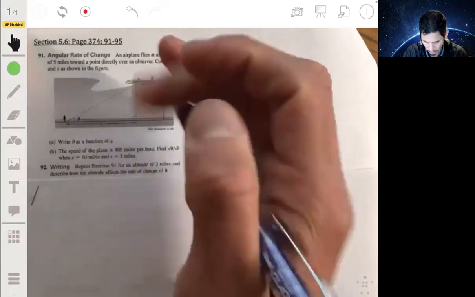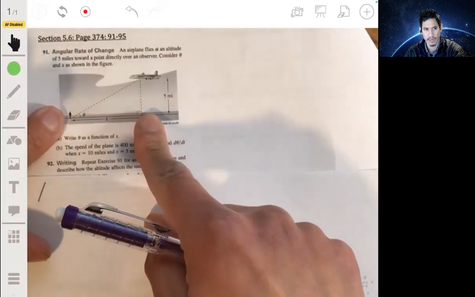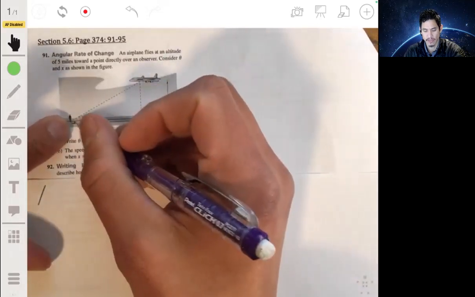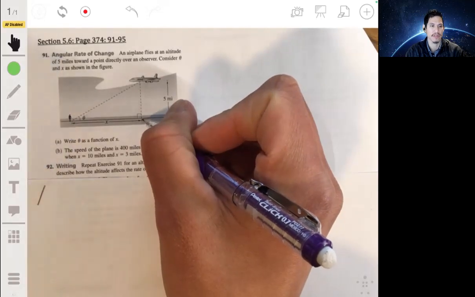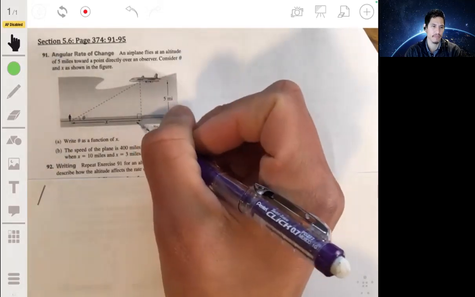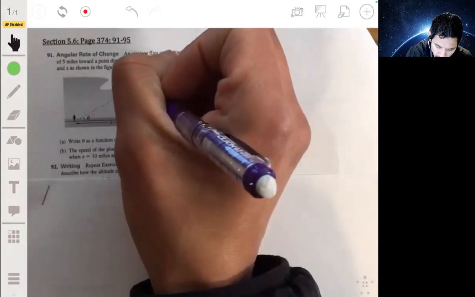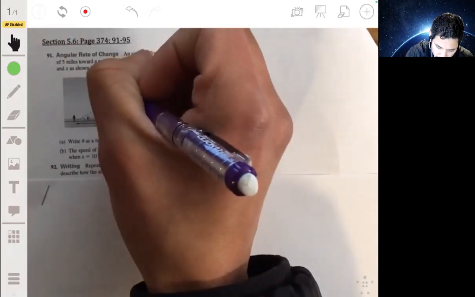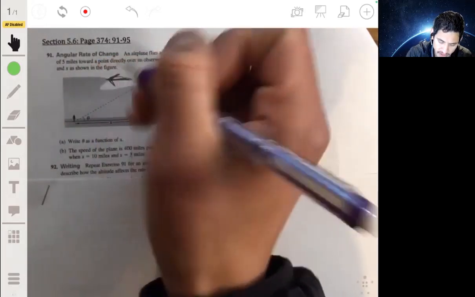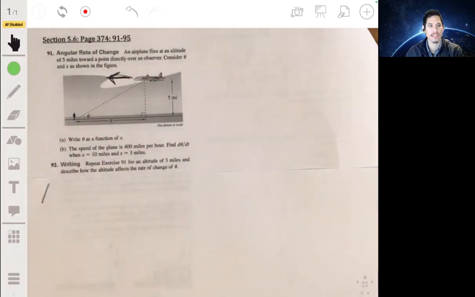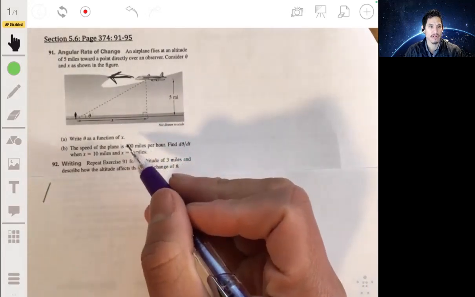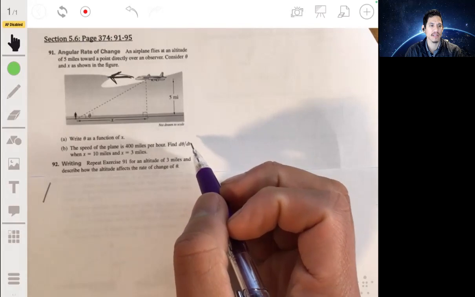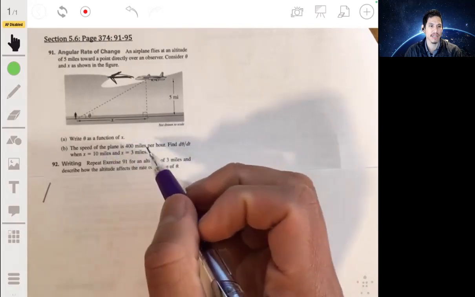X is going to be the length of the horizontal distance from the person to the distance directly under the plane, and the plane is moving in this direction, towards the person. So if we thought of this as an x, y coordinate system, it's moving in the negative direction. So we're going to first write theta as a function of x, and then we're going to figure out what d theta dt is when x is 10 miles and when x is 3 miles.